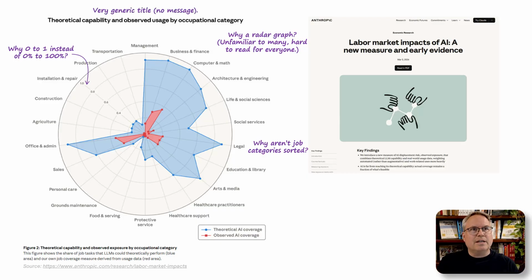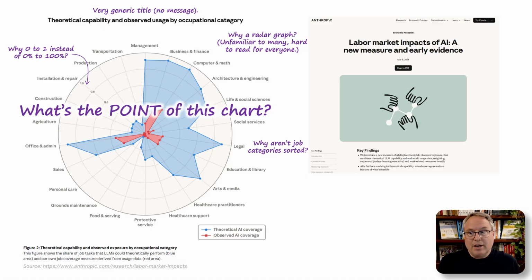And the title here is not telling us very much, right? It's very generic: theoretical capacity and observed usage by occupational category. There's no real message here. And that's probably my biggest criticism of this chart. It's very unclear what the point of this chart is. What am I trying to get from this? Nothing is highlighted. There are no annotations. There's nothing in the title to really tell me what this means essentially.